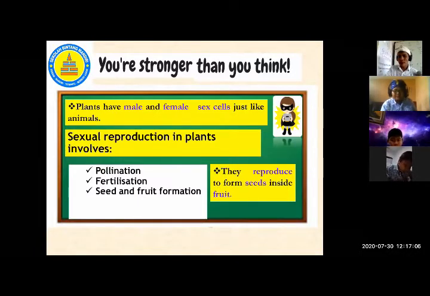Okay, it's very cool, everybody. Very cool. And because we can see plants in our area, right? Plants are everywhere, so we can see them.